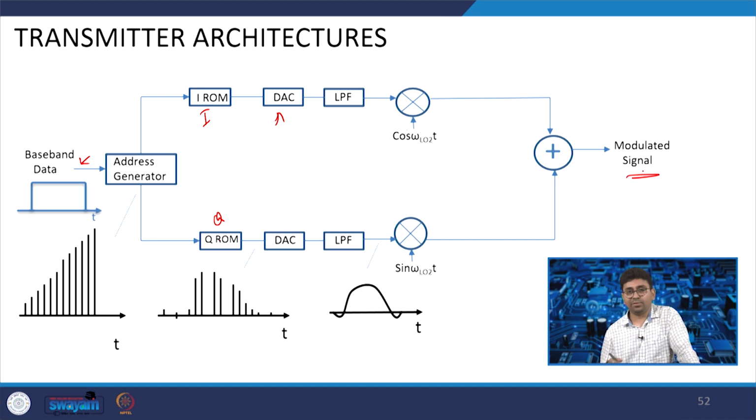After that you can use up conversion. Here cos omega LO t and sin omega LO t are applied. So, we are using quadrature modulation, we are adding the signal, and then we need to use a power amplifier. So, this is how the transmitter architecture will work.